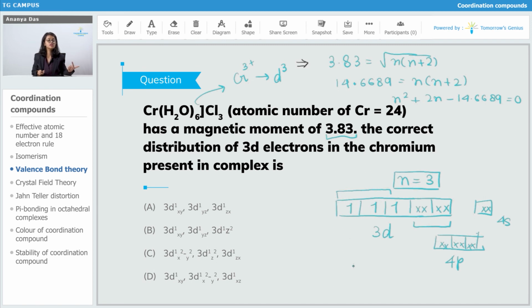This is because the electrons of the H2O ligands are only going to be present in your 3d x square minus y square and the dz square. That is what is going to give it an octahedral geometry. They cannot be present in xy, yz and zx. That means that the unpaired electrons have to be present in the xy, yz and the zx orbitals.